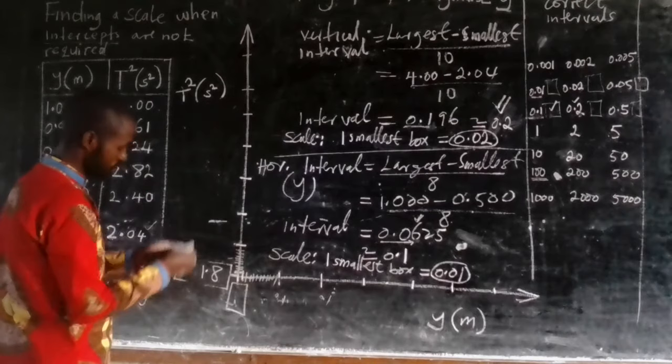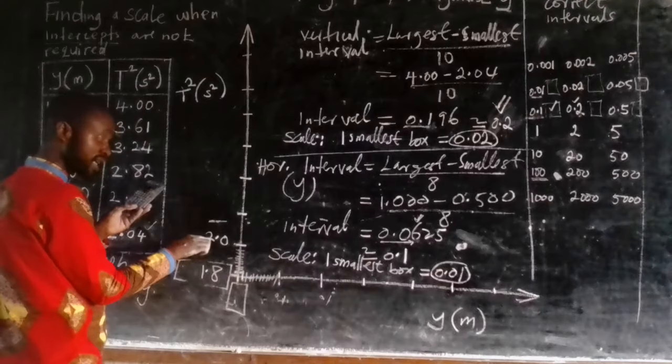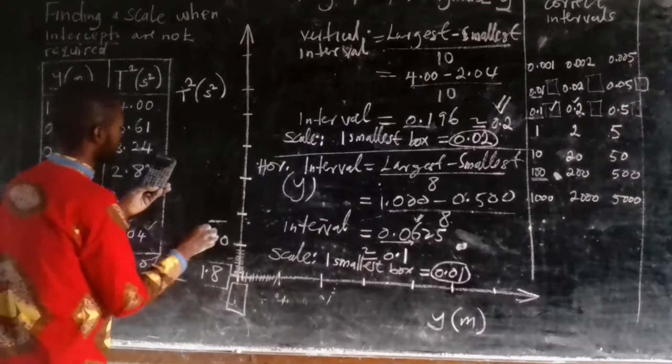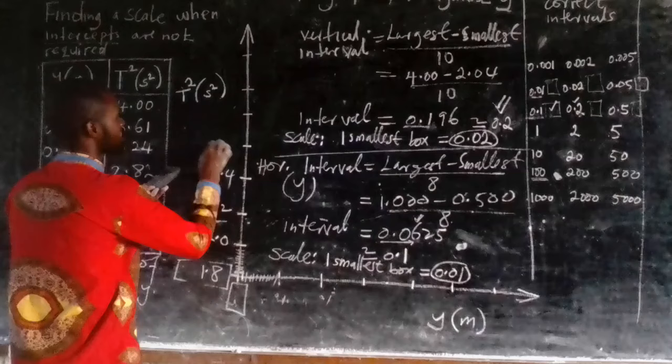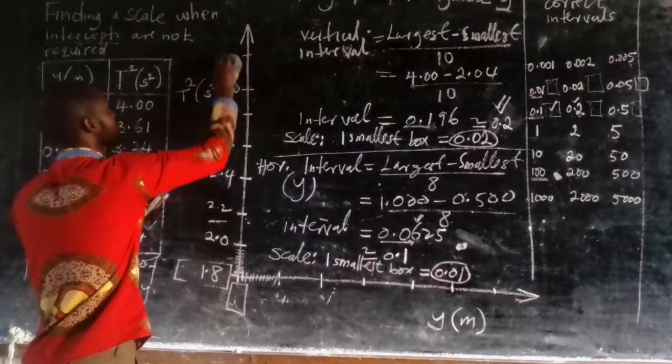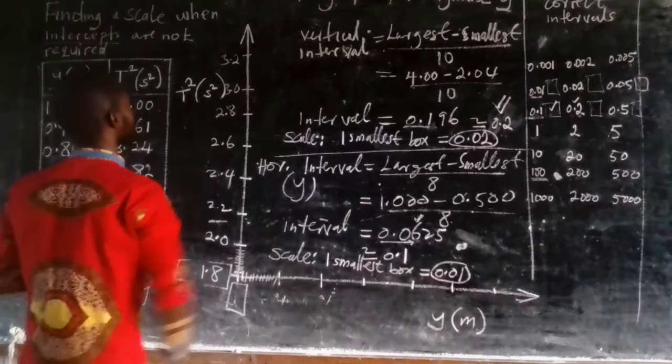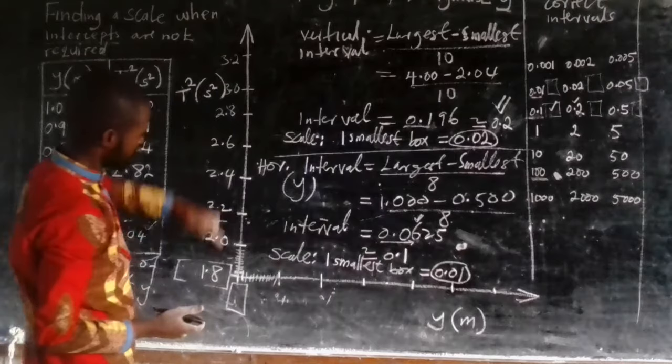You will have 2.0. Then on this value, again, add the interval. So when you have already put the other in a carat, you keep pressing your carat. Then next is 2.2, next that is 2.4, next that is 2.6, next that is 2.8, next that is 3.0, next that is 3.2. You continue until you see that the other maximum value is covered within this axis.